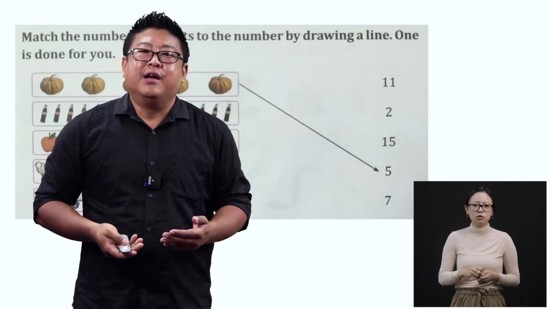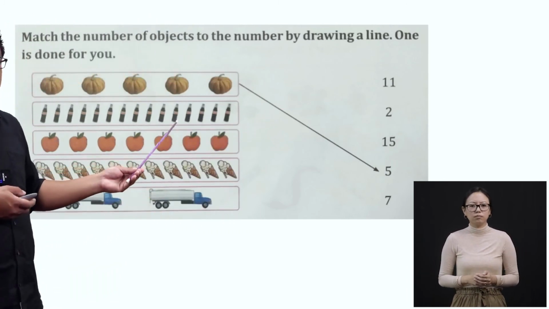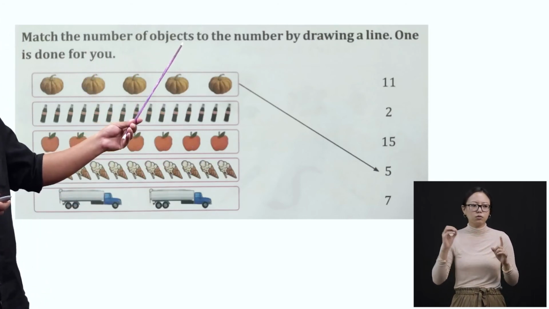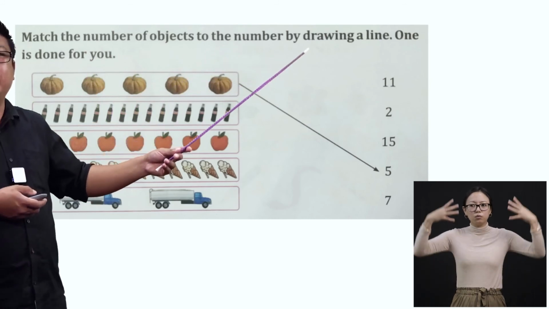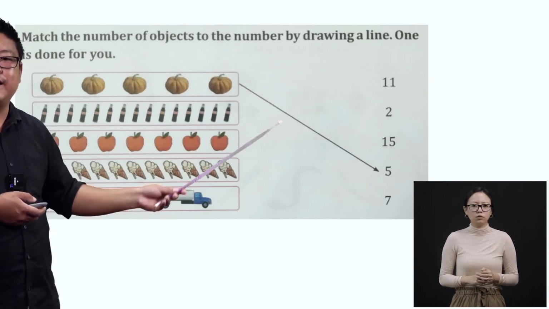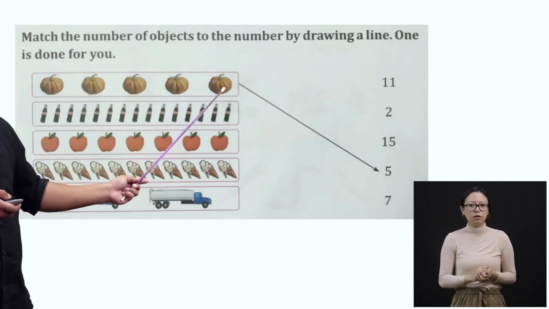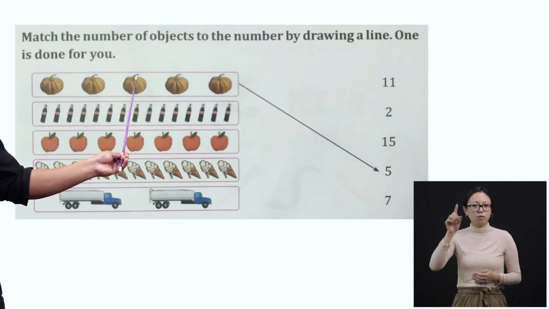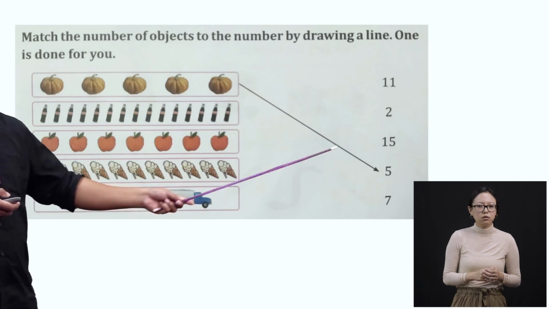All right, children? Now, before we wind up, let me just do a quick exercise in your textbook. Match the number of objects, the objects are given here, to the number by drawing a line like this. An example is given. One is done for you, right? So this is done for you. 1, 2, 3, 4, 5. So a line has been drawn to 5.